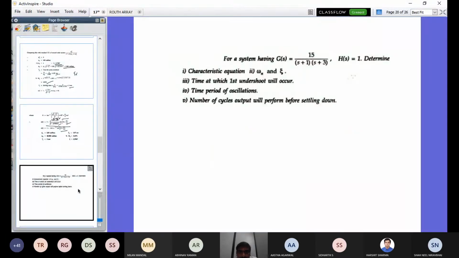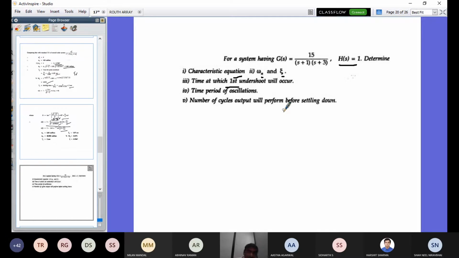Write down this problem. For a system having a transfer function 15 divided by (s plus 1) into (s plus 3), h of s equal to 1. Determine the characteristic equation, omega n, zeta. Time at which first undershoot will occur. Time period of oscillations. Number of cycles the output will perform before the system settles down. Write down the problem clearly and tell me how we are going to solve it.